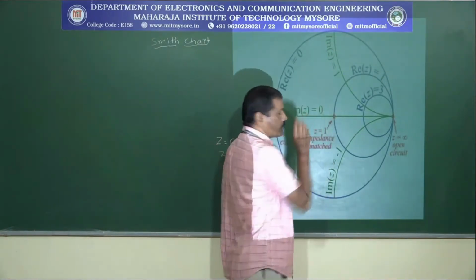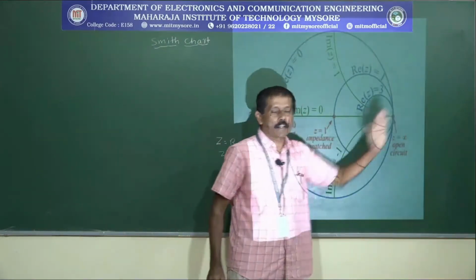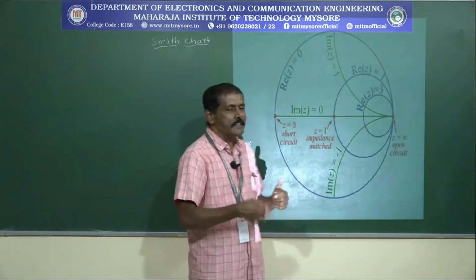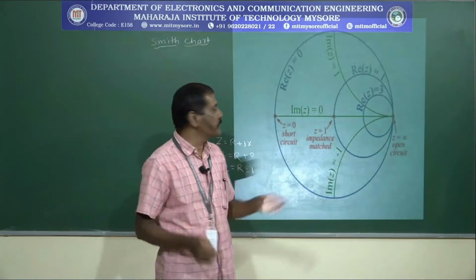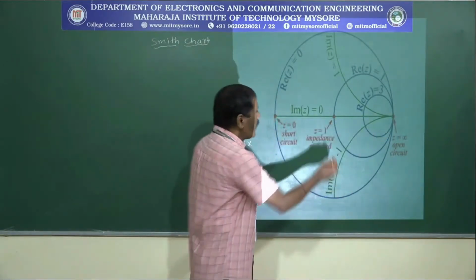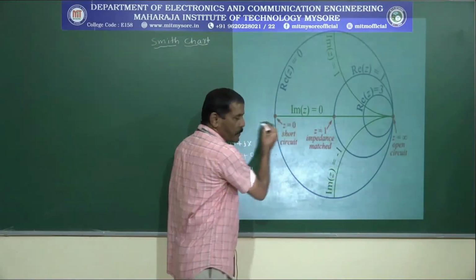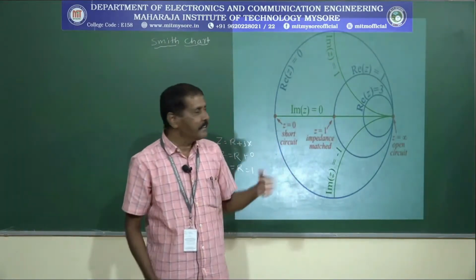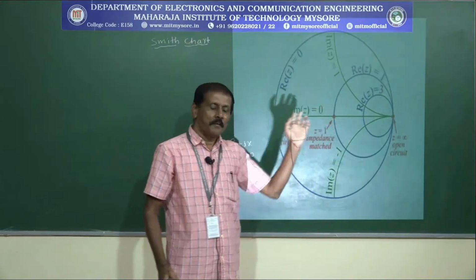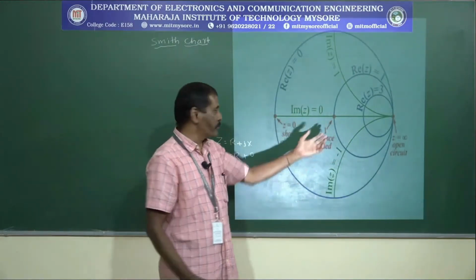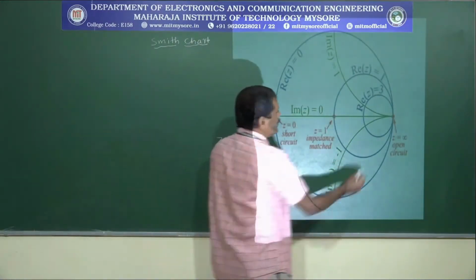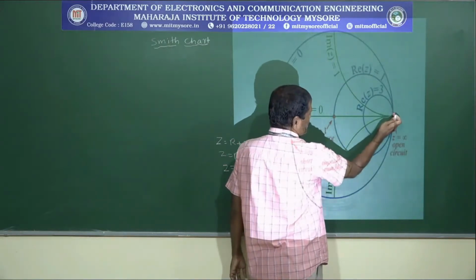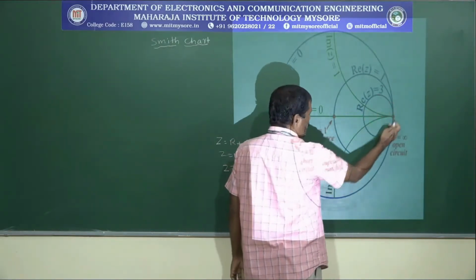From this point onwards, if you move toward the right hand side, you get increased values of the resistance: 1, 2, 3, 4, 5, 6 like this. From this point, if you come toward the left hand side, the value of the resistance is decreasing, so you will get 0.8, 0.7, 0.6, 0.4 like this. And this is the circle shown by the blue line.